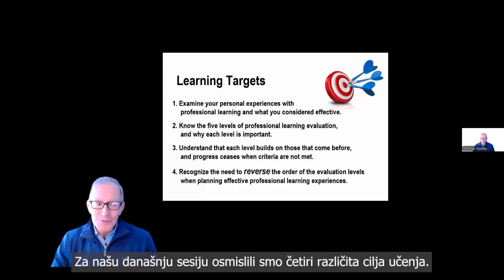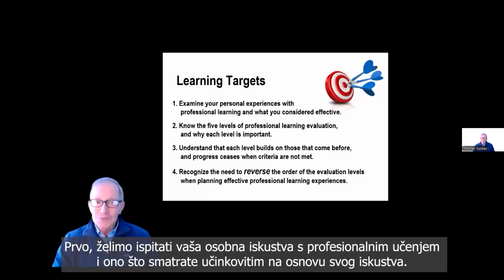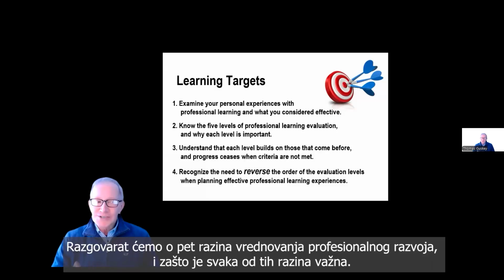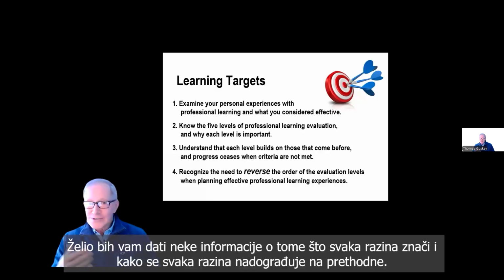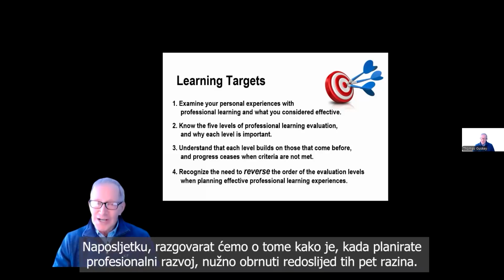For our session today, we have designed 4 different learning targets. First, we'd like to examine your personal experiences with professional learning and what you've considered to be effective within those experiences. We want to talk about the 5 levels of professional development evaluation and why each of those levels is important. I'd like to give you some information about what each level means and how each level builds on those that come before. And finally, we're going to talk about how, when you plan professional development, there is a necessity of reversing the order of those 5 levels.